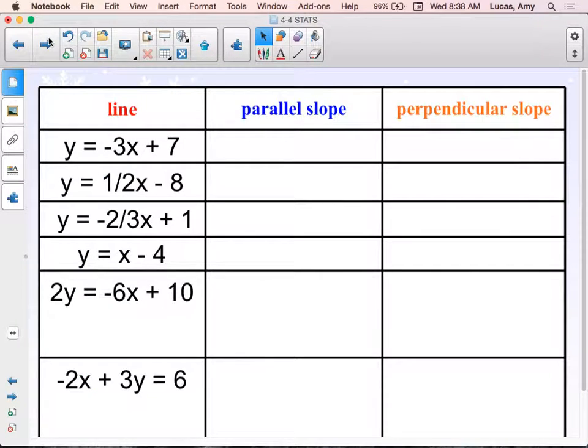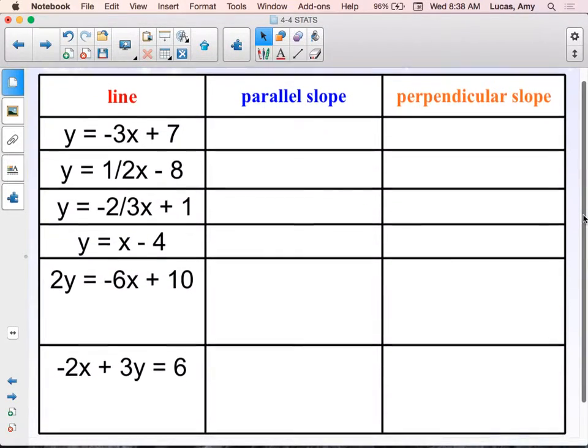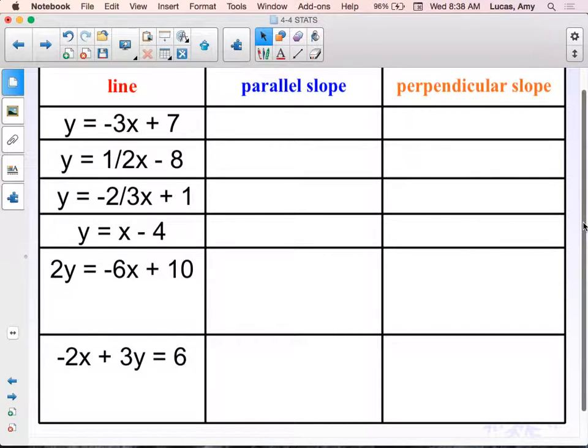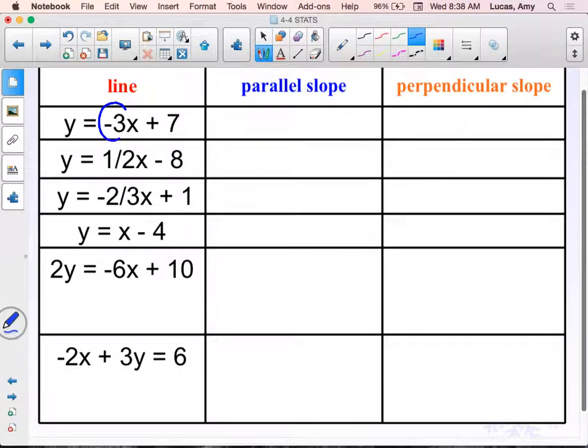So this next slide, we're just looking at some lines, and we're going to figure out what the slope of a line parallel to that would be, and a slope of a line perpendicular. So if you look at the original line, you should pick out the slope. If it's written in slope-intercept form, that's going to be pretty easy to do. Parallel slopes stay the same, so keep it -3. Perpendicular, you have to flip and change it.